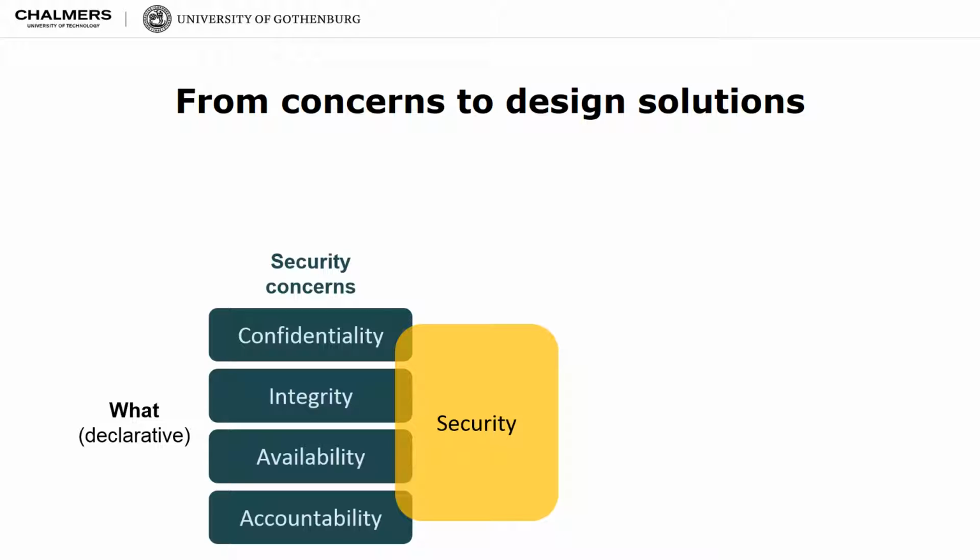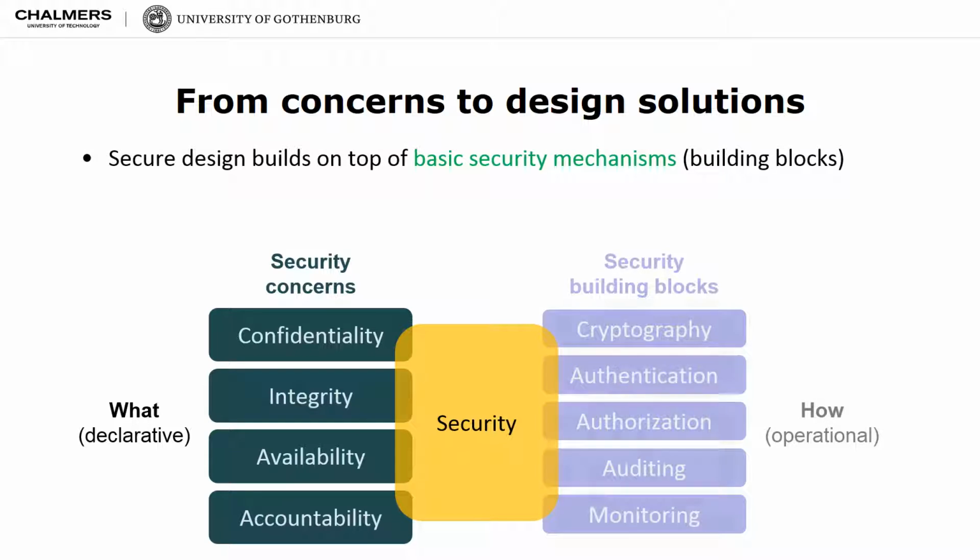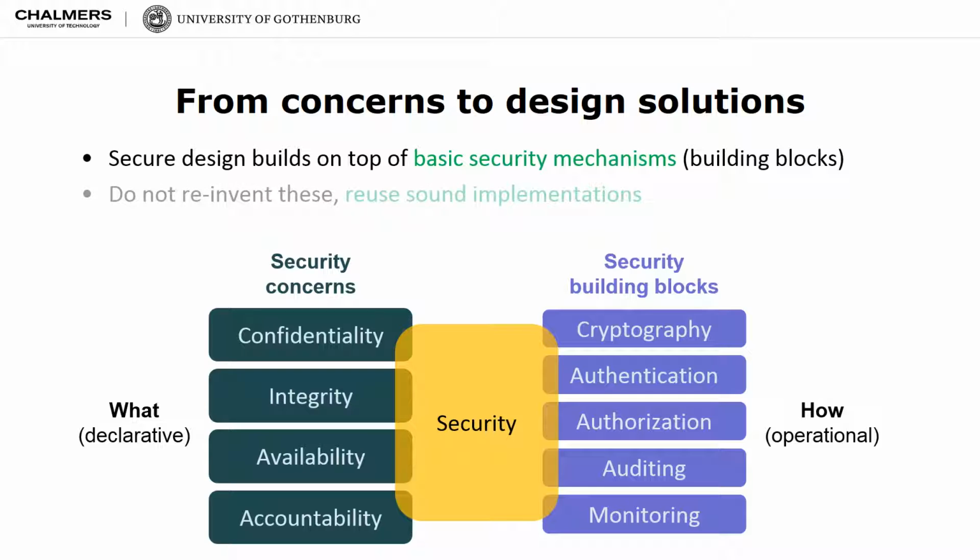So in order to build and design a system that is robust vis-a-vis security and is able to support these four concerns, a designer or an architect can resort to a number of basic security mechanisms like cryptography, authentication, authorization, auditing, and monitoring. In the next few slides, we will see these basic security mechanisms, which we will call building blocks for short, one by one and in more detail.